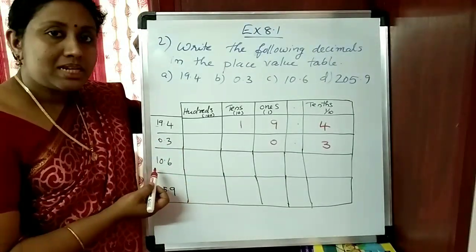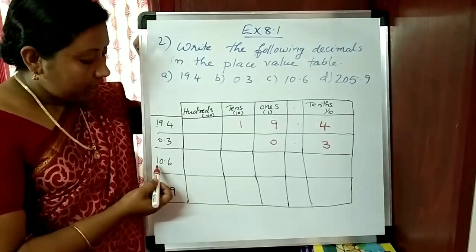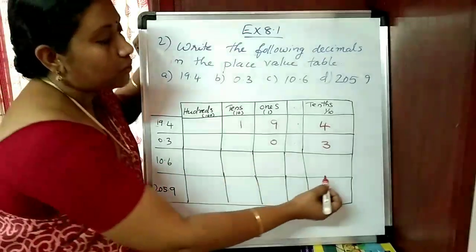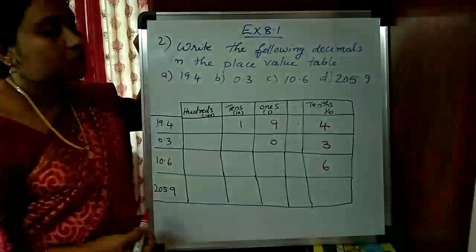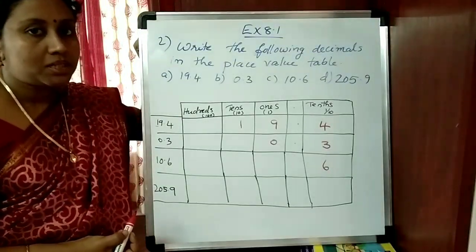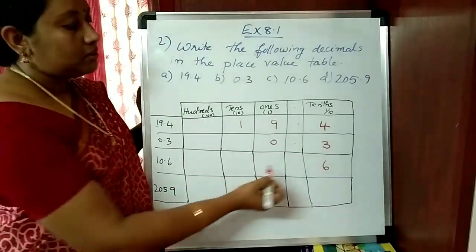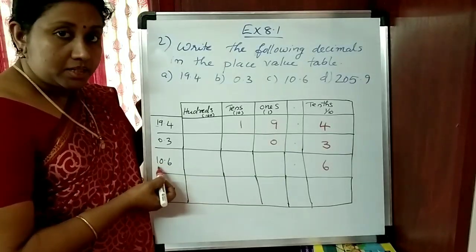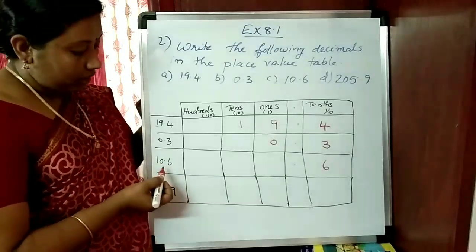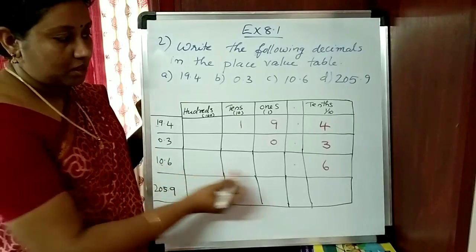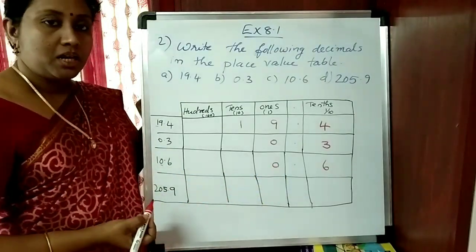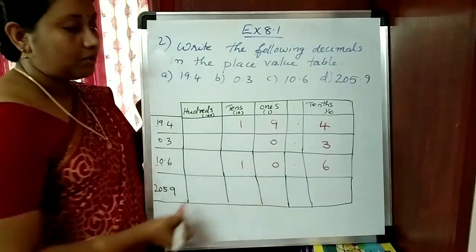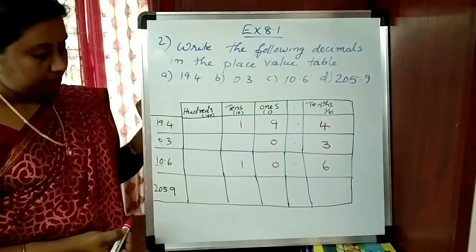Then your next question, 10.6. Here the decimal part is what? 6. So what is the position of 6? What is the place value of 6? 6 by 10. So this is the decimal dot. Then 10. In 10, how many ones are there? 0 ones. So here you write 0. Then how many tens are there? 1 ten. So here you write that 1.